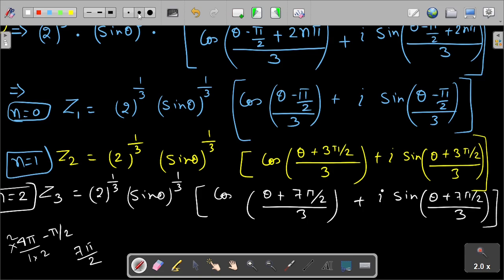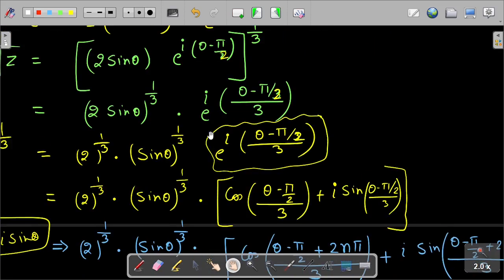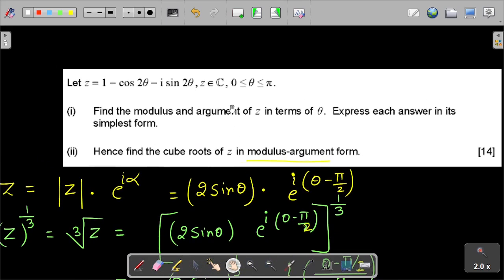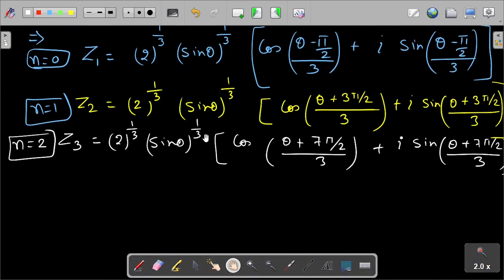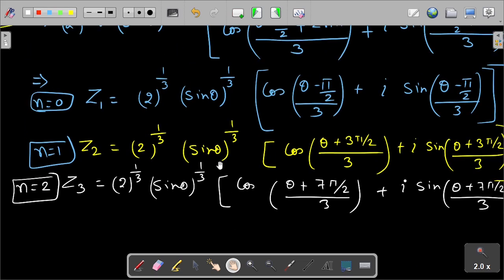Now we have the 3 roots, but there is one condition we need to check, that is our theta must be, or we can say our theta is lying between 0 to pi. So yes, there is no problem. We can take theta from 0 to pi. We can put any value from 0 to pi. So we will get the three roots z1, z2 and z3.